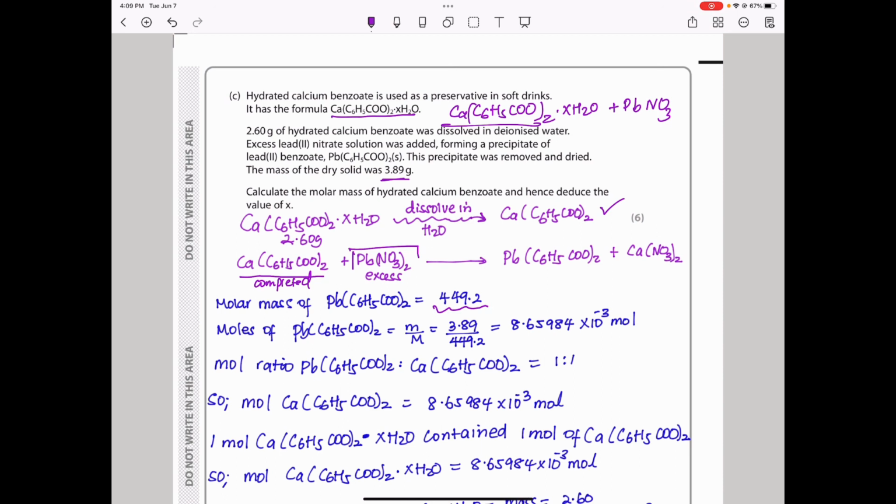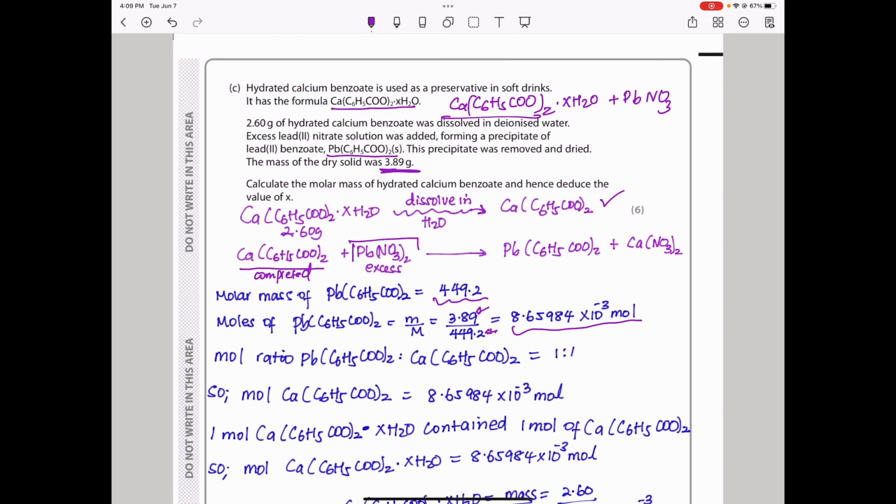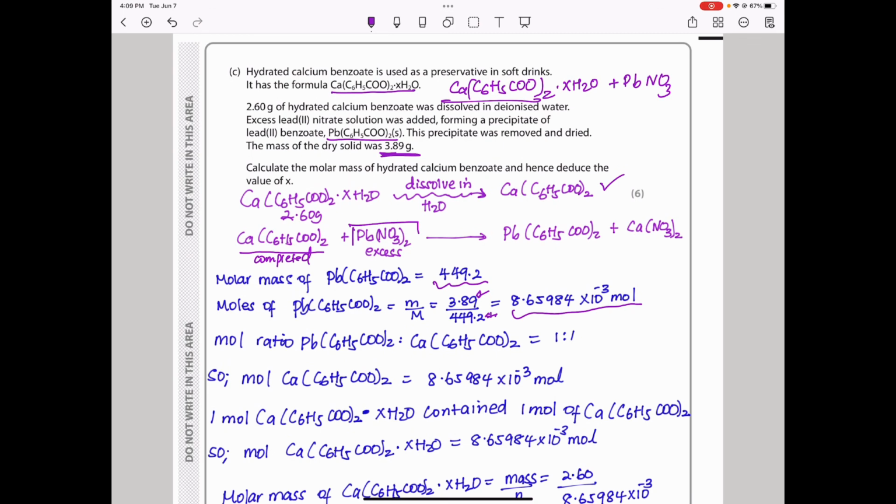The reason I'm doing this is they gave us the mass of the product here, and I need to find the number of moles. Number of moles will be the mass given divided by the molar mass. This gives us that. So these are the moles of the product. Again, remember this is the reaction. This is the product, which is a solid. You found the number of moles, and the question told you to calculate the value of X. So I need to work backwards.